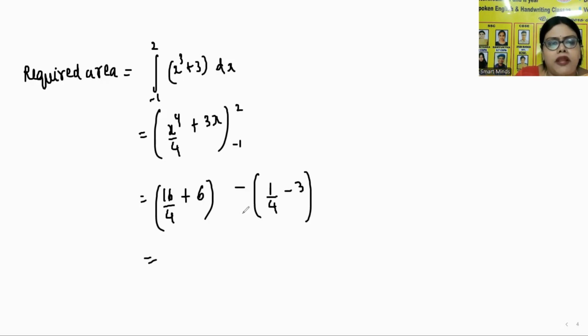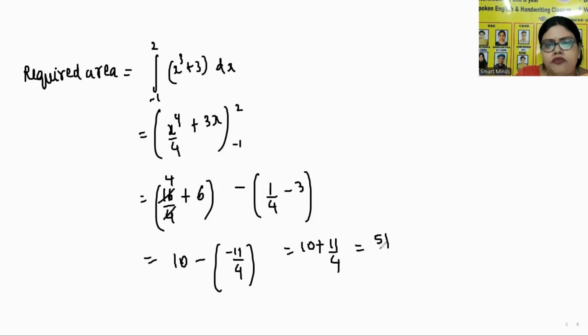So how I expanded it? First I substituted upper limit minus lower limit. 4 ones are 4, fours are 16. So this is 10 minus. What is this? 1 minus 12 is minus 11 by 4. So 10 plus 11 by 4. So that is 51 by 4 square units if we take the LCM.